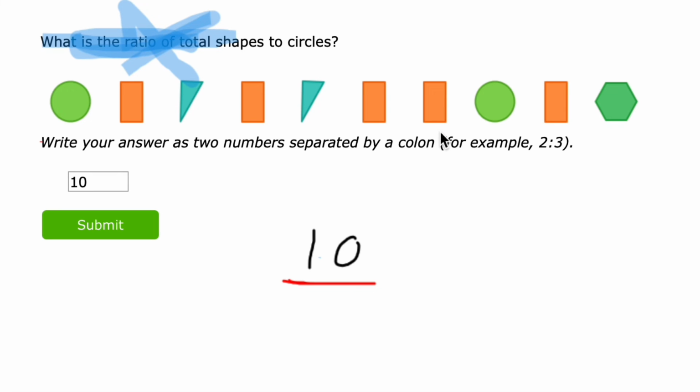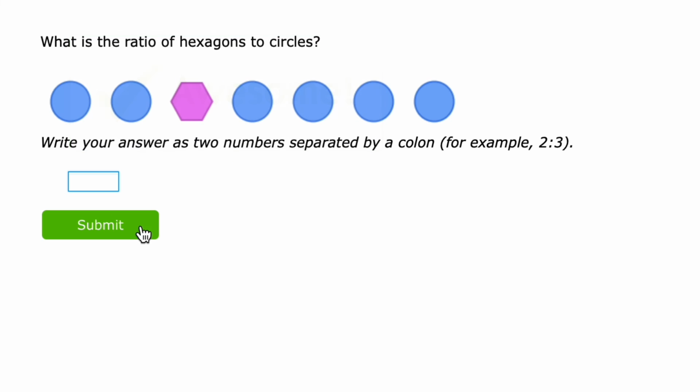So, let's count the circles. There is 1 circle, 2 circles. That's all the circles. So now we write 2 under the 10. And now we write 10:2. That was pretty easy. The next example might not have as much, but you never know. All right, let's see if we got it right. Awesome. All right, we did it.